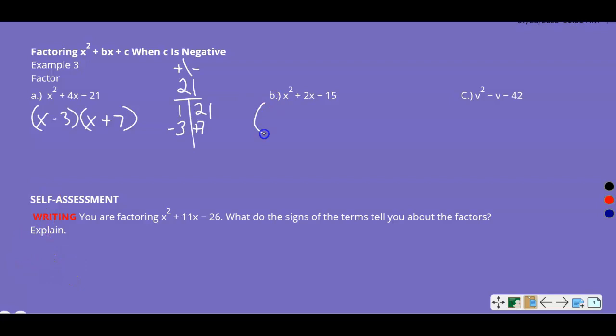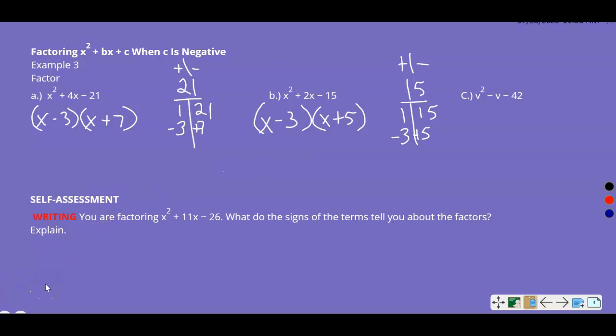All right, B part's going to be very similar. We're going to have x times x, what multiplies to give me negative 15. I need a positive and a negative here. I'm going to have 1 and 15, 3 and 5. And 3 and 5 give me 2, so I need a negative 3 and a plus 5. All right, check it. X times x is x squared. X times 5 is 5x. 5x minus 3x is 2x. Negative 3 times 5 is negative 15.